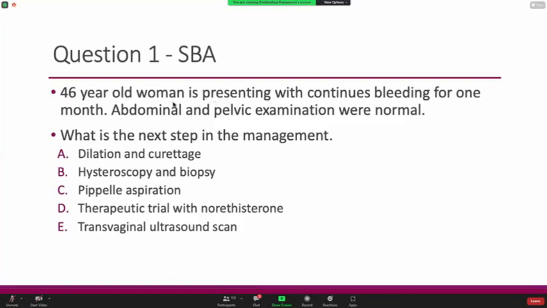No, again, I told you, how old is she? 46 years, not 35. So above 45, you need to investigate, right? So transvaginal ultrasound scan, because we need to know what the cause is. Of these options, the most appropriate is, I would go for hysteroscopy and biopsy. But the next step would be just to do a transvaginal ultrasound. We are not supposed to give any hormonal treatment, right?